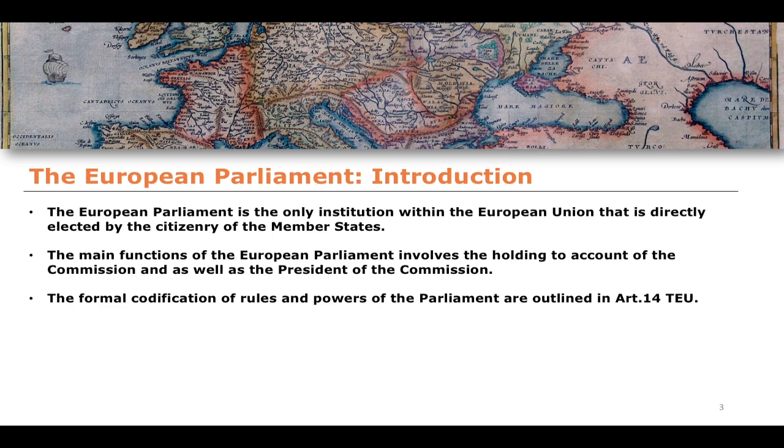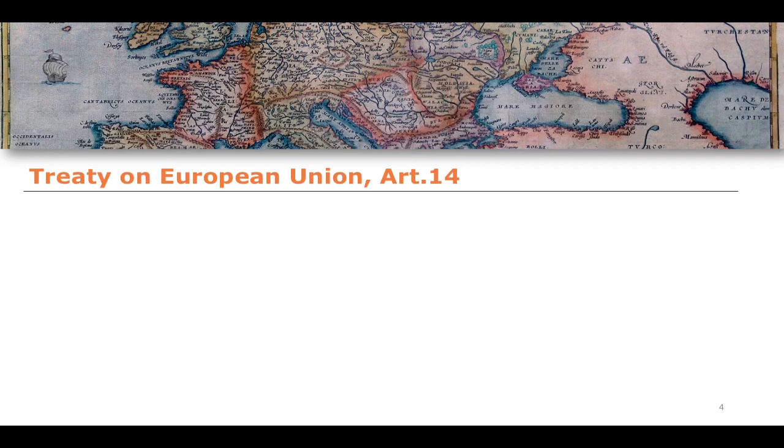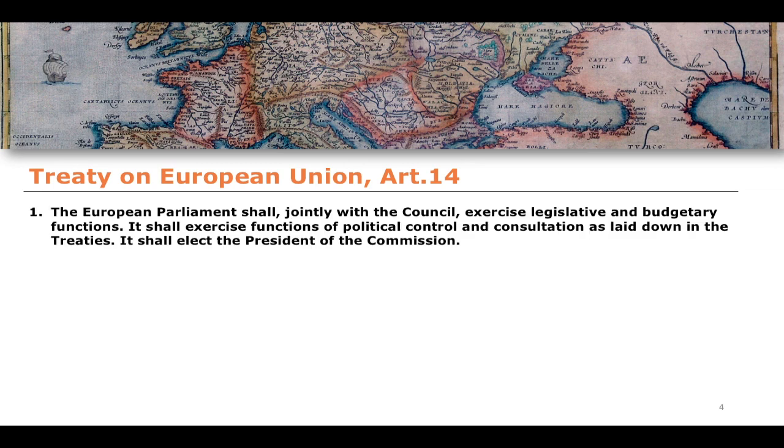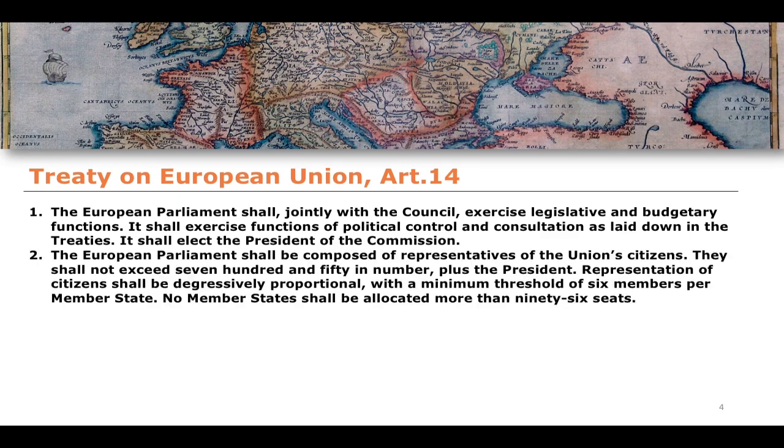Now, the formal codification of the rules and powers of the European Parliament are outlined in Article 14 of the TEU. So if we look at the Treaty on European Union, specifically Article 14, it says the following. It says that the European Parliament shall, jointly with the Council, exercise legislative and budgetary functions. It shall exercise functions of political control and consultation as laid down in the treaties. It shall elect the President of the Commission. This is one of the main methods by which it holds the President of the Commission to account. It elects the President of the Commission.